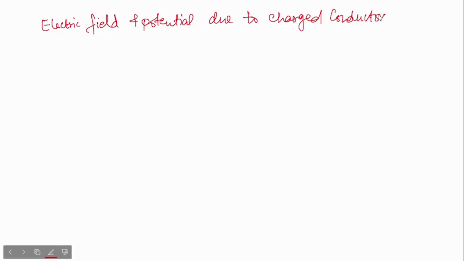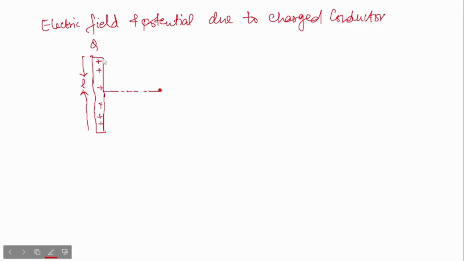First we will take a finite length and then an infinite length. So we'll start. Suppose this is a conductor having charge q, and we need to find the electric field at this point due to this charged conductor. If its length is L, then this point is not at the center; it can be anywhere.